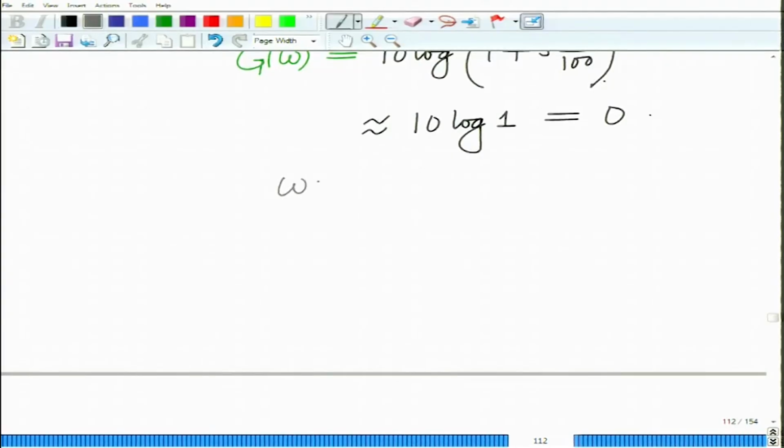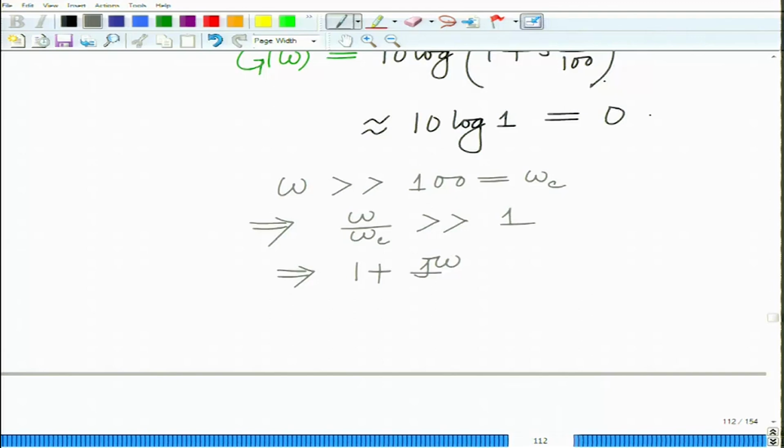Now, what happens when omega is much larger than the corner frequency omega c, that is omega much larger than 100 radians per second? The second case corresponds to when omega is much larger than 100. This implies omega over omega c is much larger than 1. This implies 1 plus j omega over omega c approximately equals j omega over omega c.